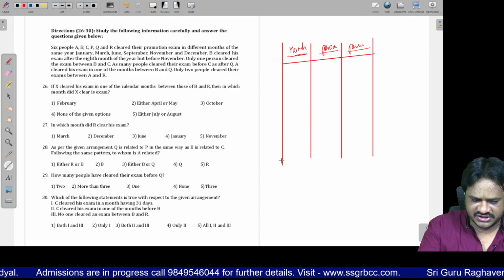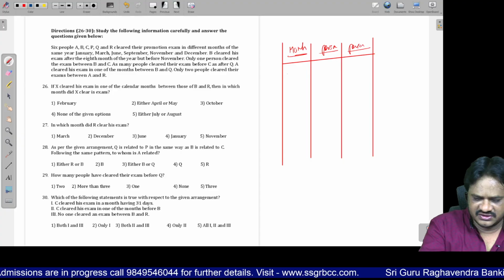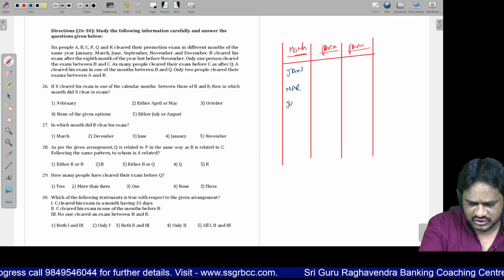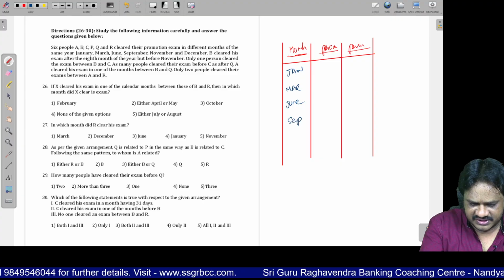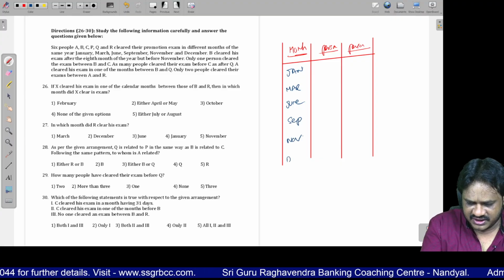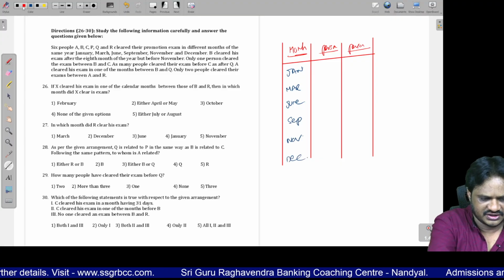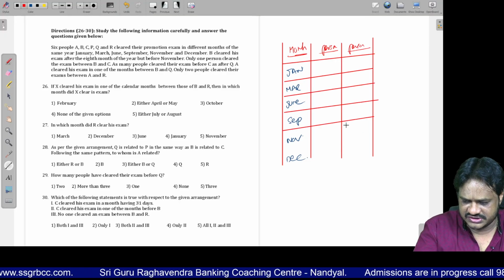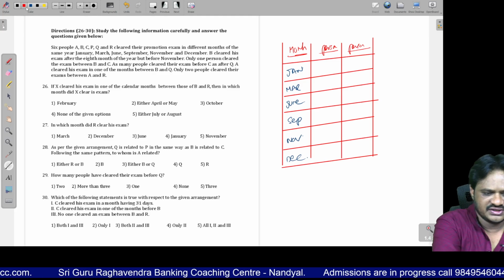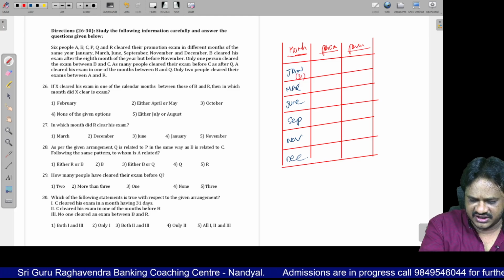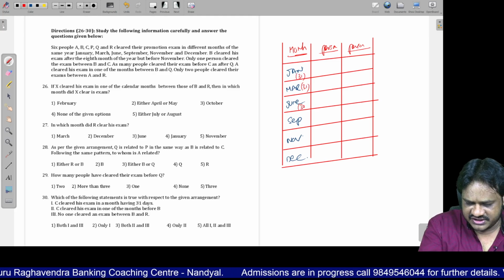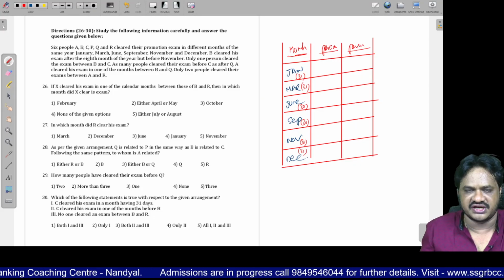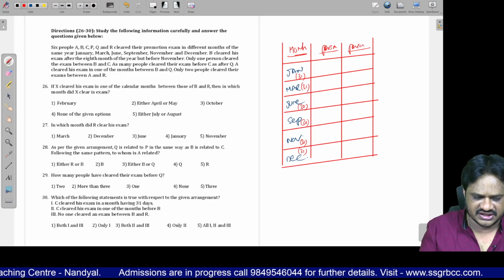First, write down the months as it is given in the question. January, March, June, September, November, and December. Only 6 people are there. January, March, June, September, November, December. So January has 31 days, March 31 days, June 30, September 30, November 30, December has 31 days. Let us start the puzzle.